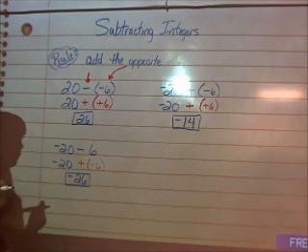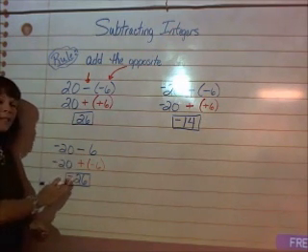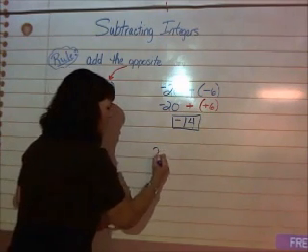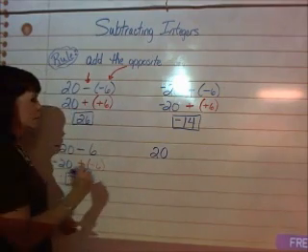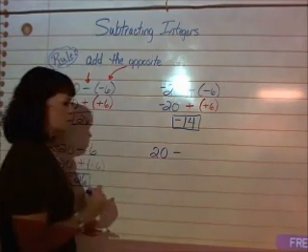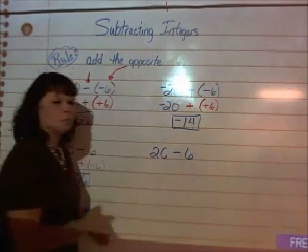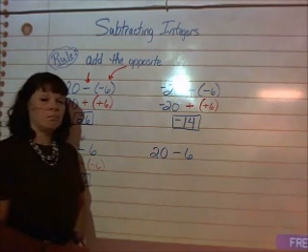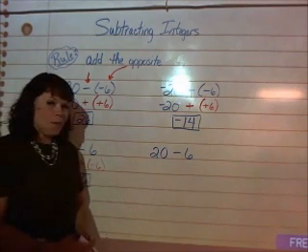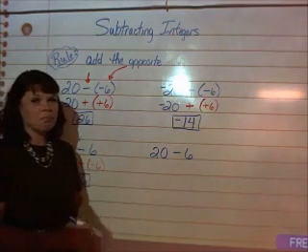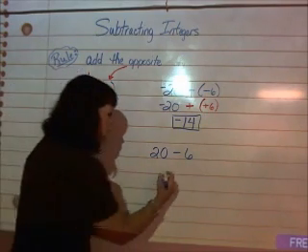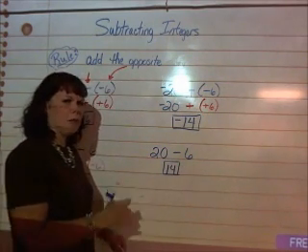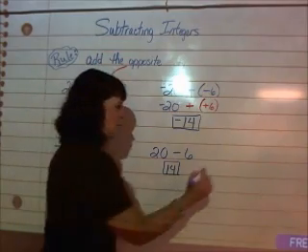All right, let's try another one. Again, we're going to use the same numbers so that you can see the difference of those. All right, this time, let's do 20 minus 6. Do I need to add the opposite? I could. It's not mandatory because we all know that 20 minus 6 is 14. Pretty simple. You did that years ago. But let's go ahead and use that same problem.